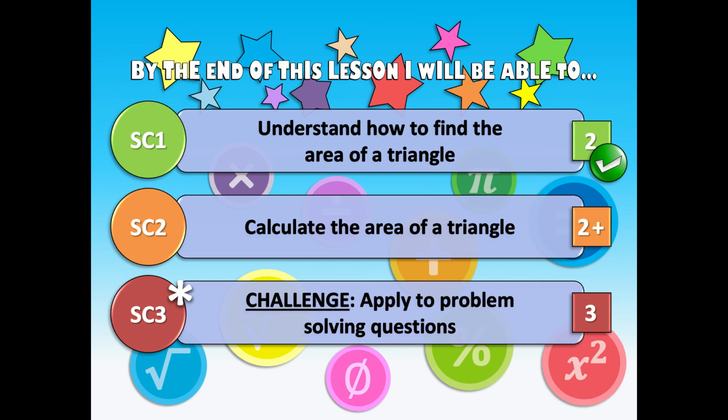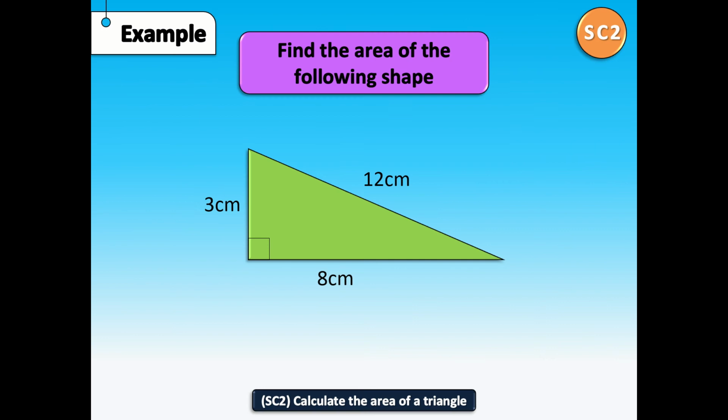So now we're going to move on to number 2, and this is to calculate the area of a triangle. So we want to find the area of this triangle. So remember, we do the height times the base divided by 2. People always forget the divide by 2 bit, so make sure you don't.